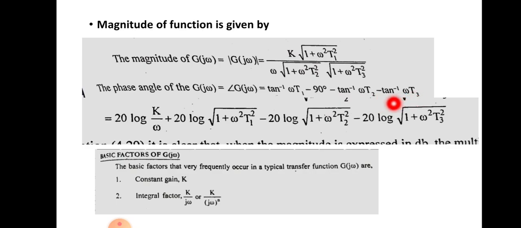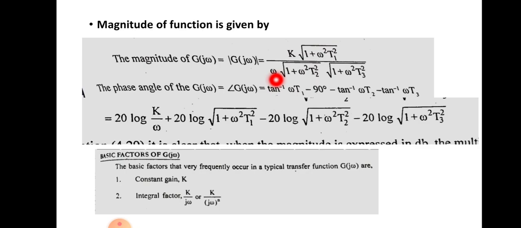You know that when there is a form a plus ib, then the angle will be tan inverse b by a, that is imaginary term divided by real term, that is the tan inverse form. So here in the numerator side the imaginary term is omega t1, so tan inverse omega t1 divided by the real part, which is 1, that is why divided by 1 is not shown here. And in the case of k, the angle is 0. Since here there is an imaginary term, that is why we are taking tan inverse omega t1.